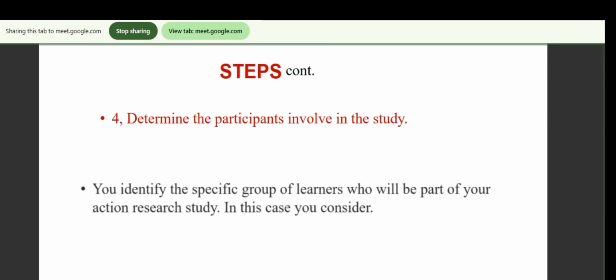You have your colleagues there. Some of your colleagues are in JHS, you are in basic school. Some of your colleagues are in primary, in the KG. You have to identify the participants involved in your research. So here you identify the specific group of learners who will be part of your action research study.